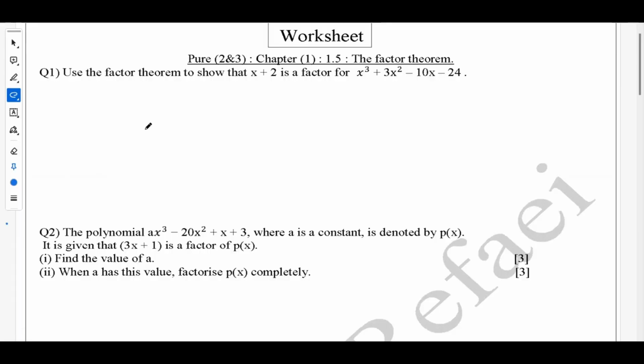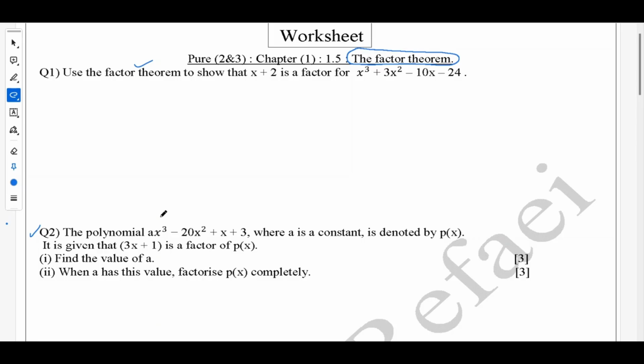For both AS and A2 level. Today we're going to talk about the factor theorem. I already explained the factor theorem in the previous class, but today we're going to talk more about it. We're going to explain what the factor theorem is and how we're going to use it for solving past paper questions.